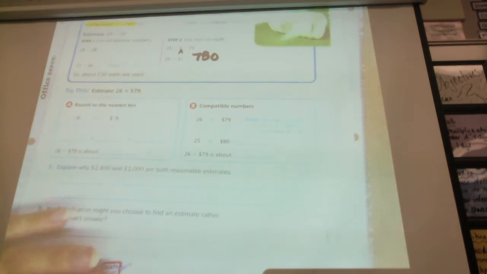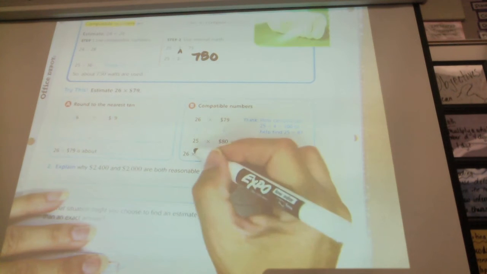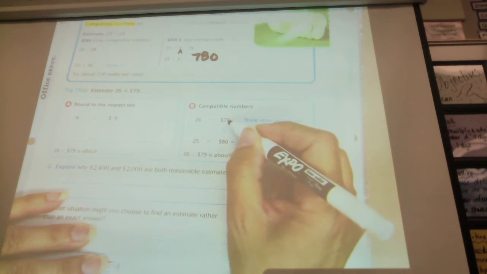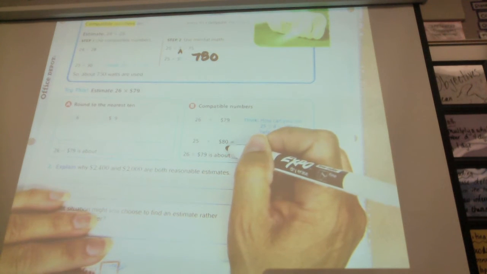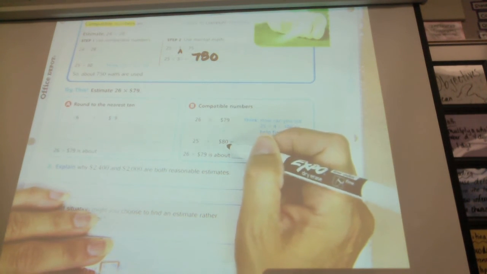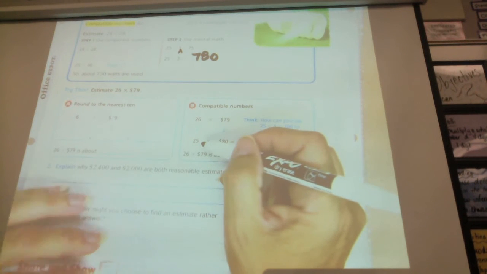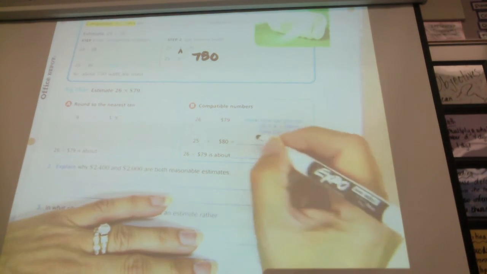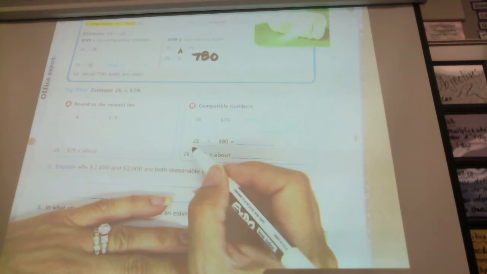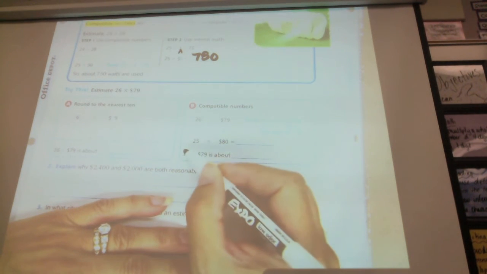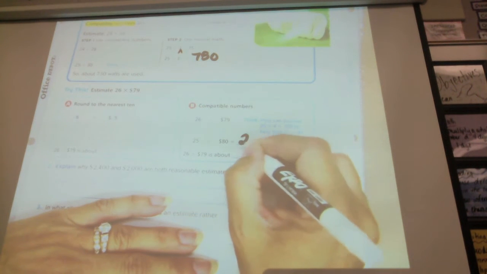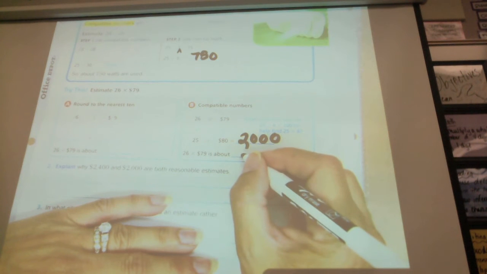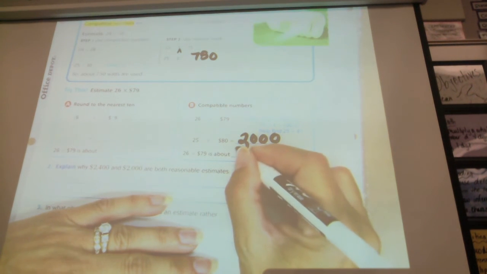Here, let's do this. Okay, so 26 to 25, and 26 is going to be close to 25. 79 is going to round to 80. 79 is going to round to 80. We know that 4 times 25 is 100, so 8 times 25 is going to be 200, and then times the 10 is 2,000. So 26 times $79 is about $2,000.